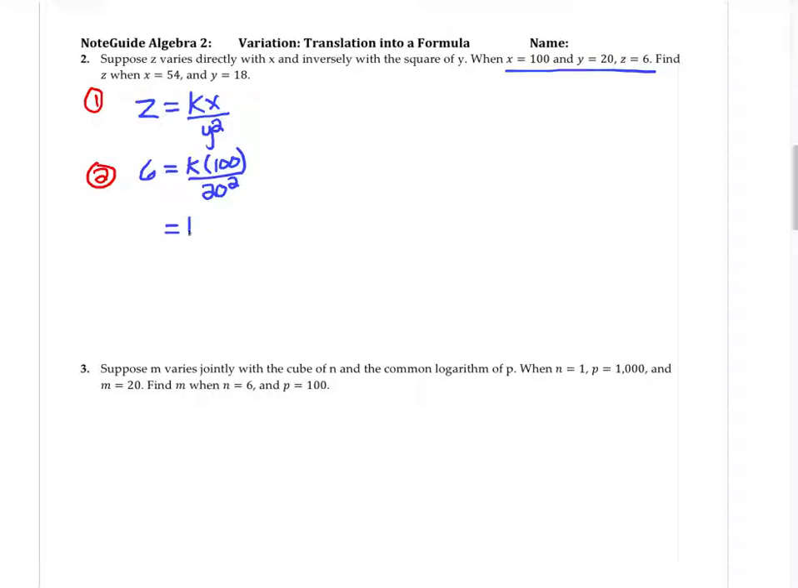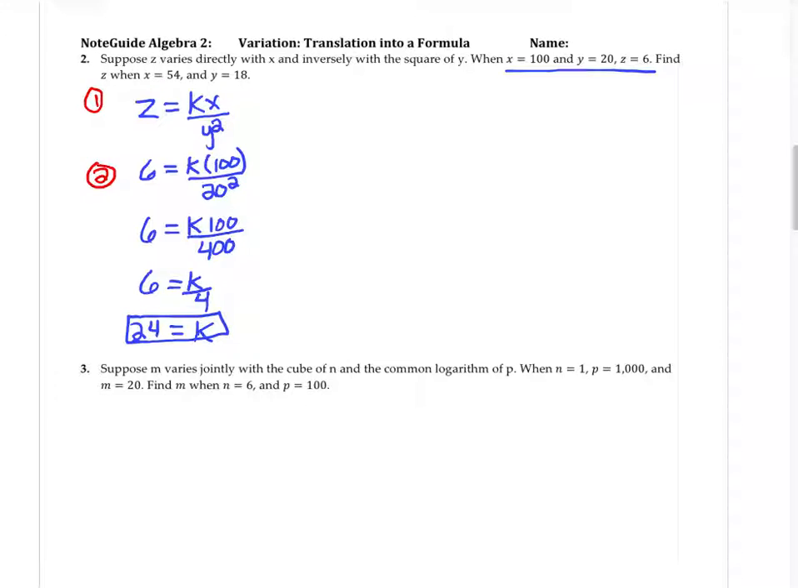Let's see if I need my calculator. I've got 100 here. 20 squared is 400. Hey, and that's 100 over 400. That reduces nicely. So that's really just like k divided by 4, or 1/4. So now I can multiply up that 4, and I'll get 24, and I have found my k.